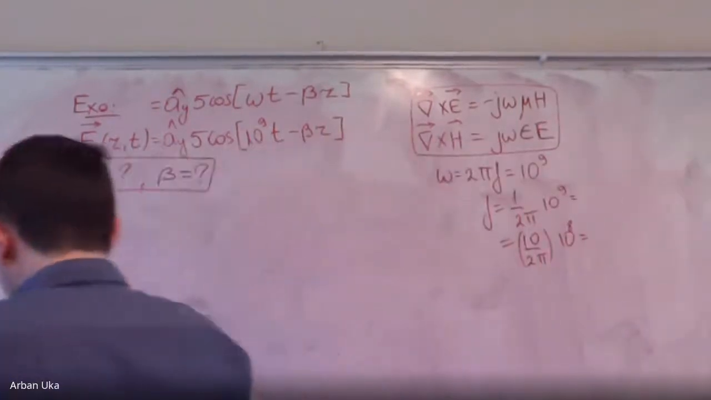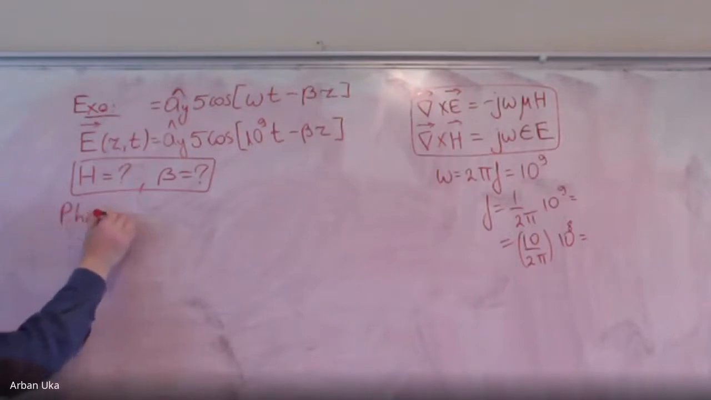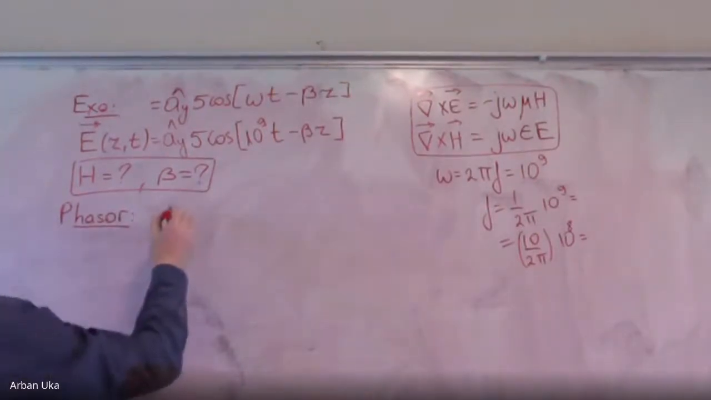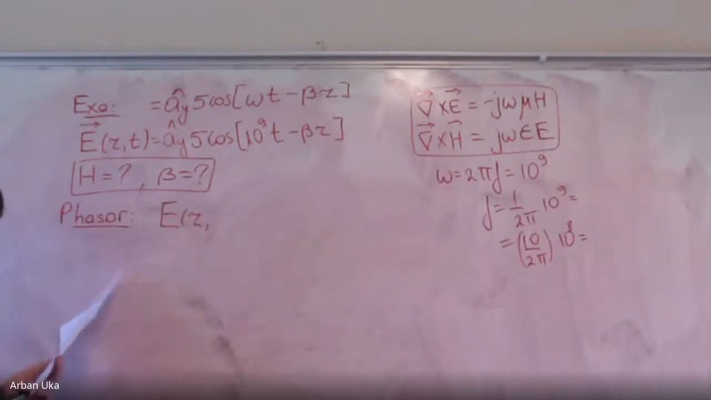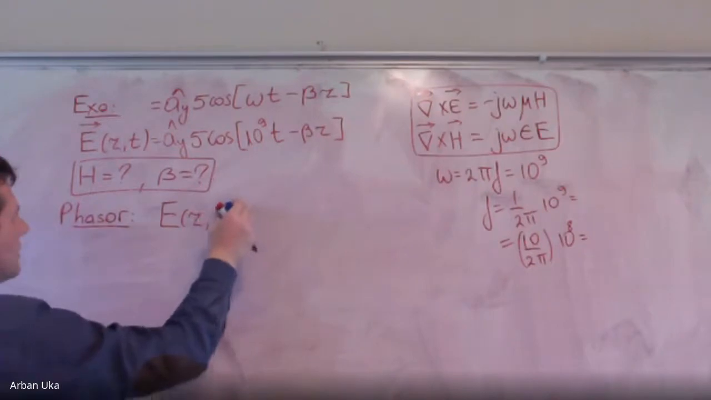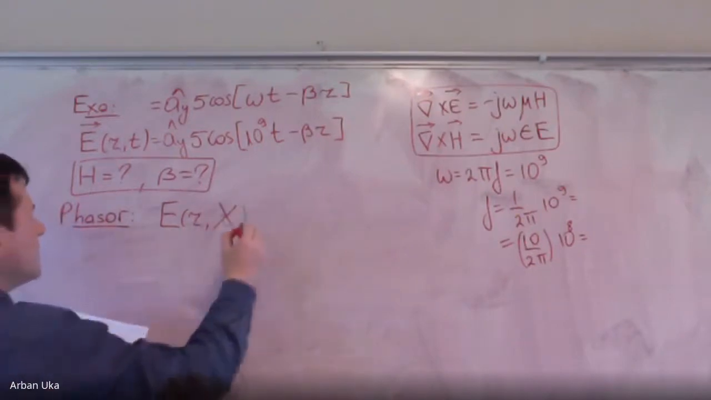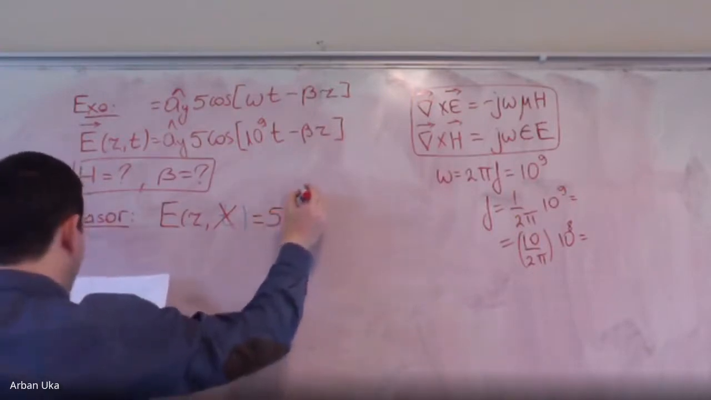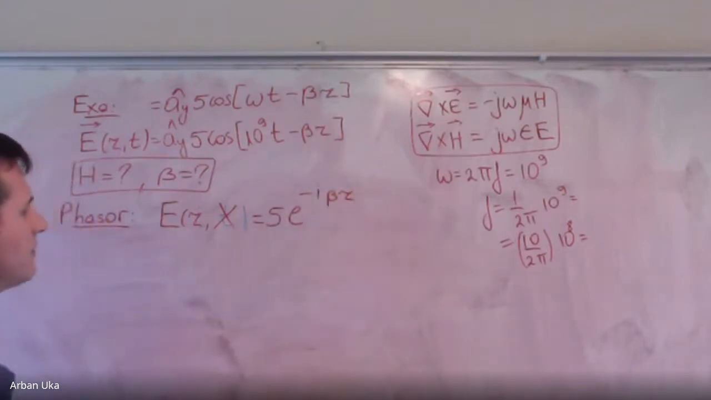But to do this, it's always good to use phasors. We use phasors, which means that let's remove the time dependency. When we remove the time dependency, we remove it this way. We say that E as a function of z and t, but this t, we cancel it out. This can be written as the amplitude times e to the power minus j beta z. This is the phasor, okay?